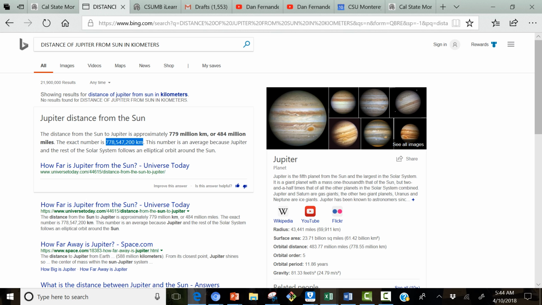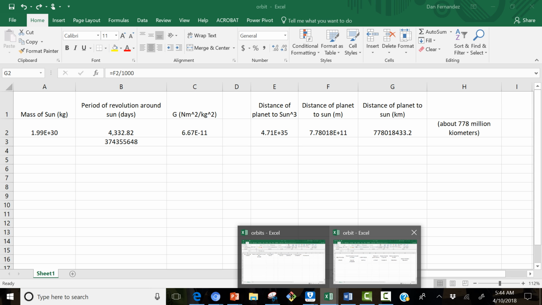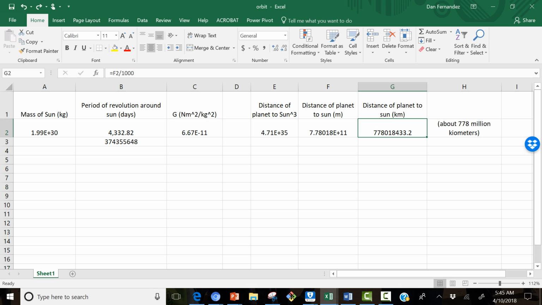I calculated 778 million kilometers. Keep in mind, Jupiter's distance, or any planet's distance from the sun, varies. It doesn't orbit in a perfect circle. So this number is not a perfect number, but it's quite close to the average value.